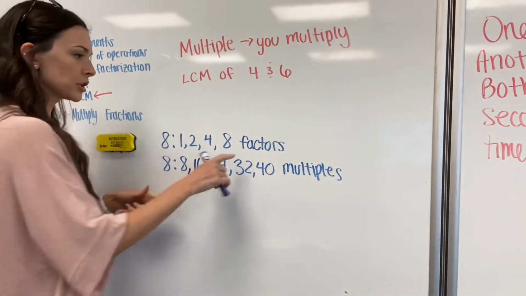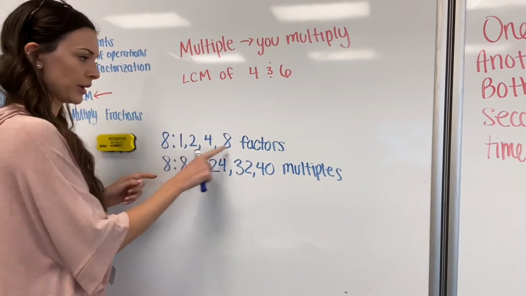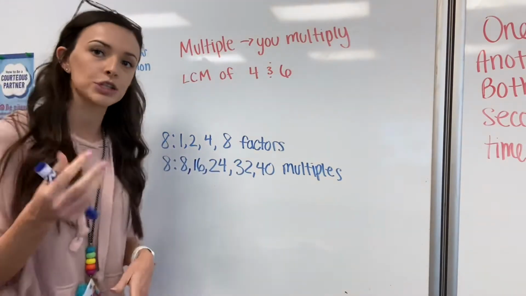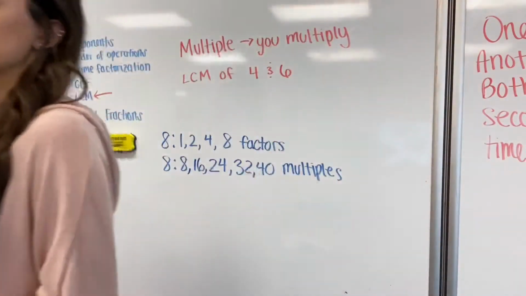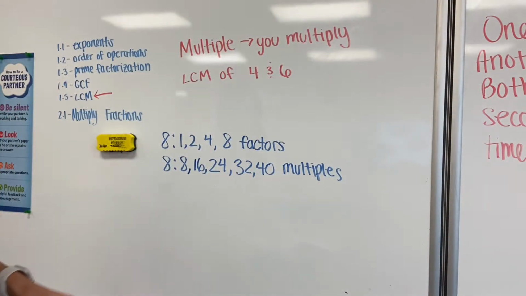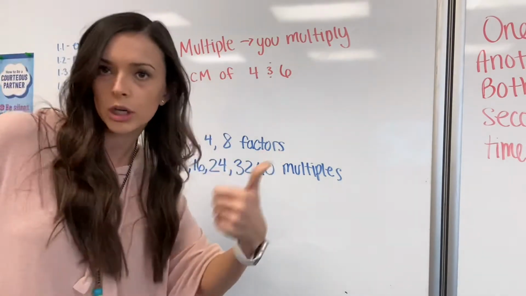So the factors are smaller than the number. They're the ones that you multiply in factor pairs to get to the number. And the multiples are when we multiply that actual number. Okay? We're good?